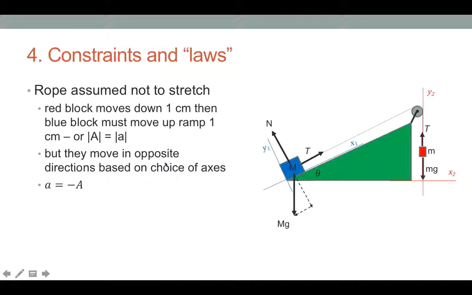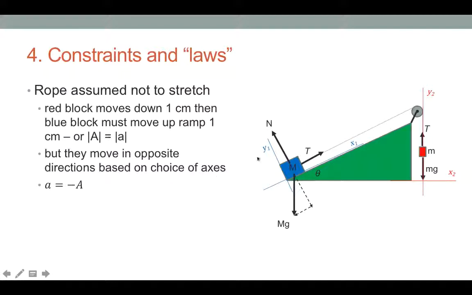Okay, next we need to concern ourselves with the constraints in the problem. You don't have to worry about force laws because we're not worrying about friction. Again, like before, we'll assume the rope is not going to stretch, so that for every centimeter this one moves up the ramp, the red block must move down 1 centimeter so the length of the rope doesn't change. And it must do it in the same amount of time, which means the velocity of this must be related to the velocity of that, so the speeds are equal in magnitude. And just as before, we'll find out that the magnitudes of the acceleration must be equal.